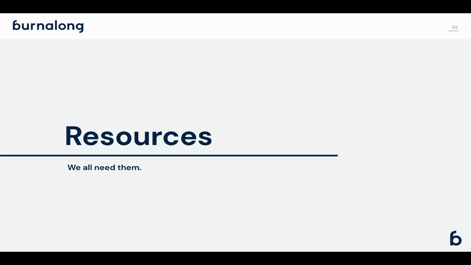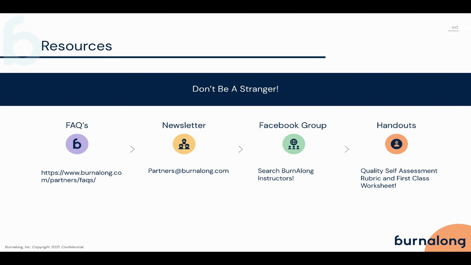A couple of resources for you. FAQs, as a new partner, FAQs can be your best friend. Next, we have a newsletter that comes out about every 2 weeks. Occasionally, we send out more communication as needed. We have a Facebook group. You can search for Burnalong instructors. And then we have handouts, which is a quality self-assessment rubric. So before you come to me saying, hey, can you check out my video? Make sure you self-assess, check out that rubric. And then a first class worksheet, which is what we went over today, that you can kind of add to go to start planning out your classes.